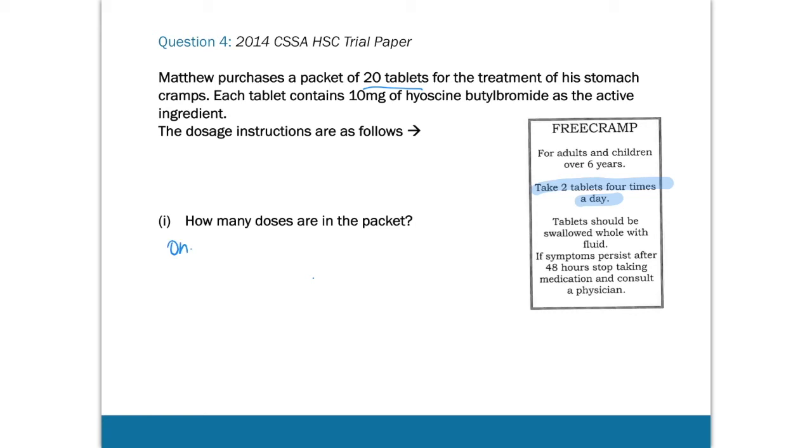So 1 dose is 2 tablets, right? We can see that from the information here. Take 2 tablets 4 times a day. 1 dose is 2 tablets. A packet has 20 tablets. We saw that in our question. So there's 20 tablets in a packet and 1 dose is 2 tablets. So all we do is 20 divided by 2, and that gives us 10 doses.